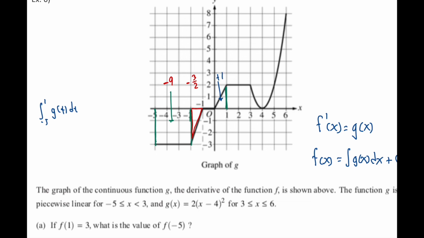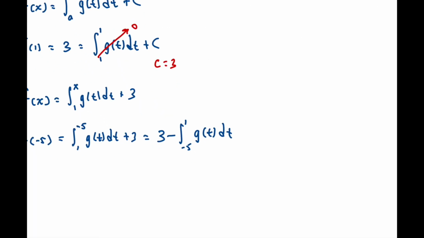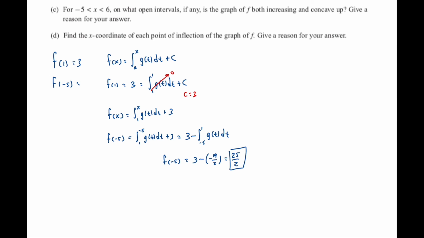So this integral is equal to -9 subtract 3 over 2 plus 1, which gets us -19 over 2. So f of -5 is equal to 3 subtract -19 over 2. We've got 25 over 2. Ooh, that's kind of fun. Clear that out. Do part B.